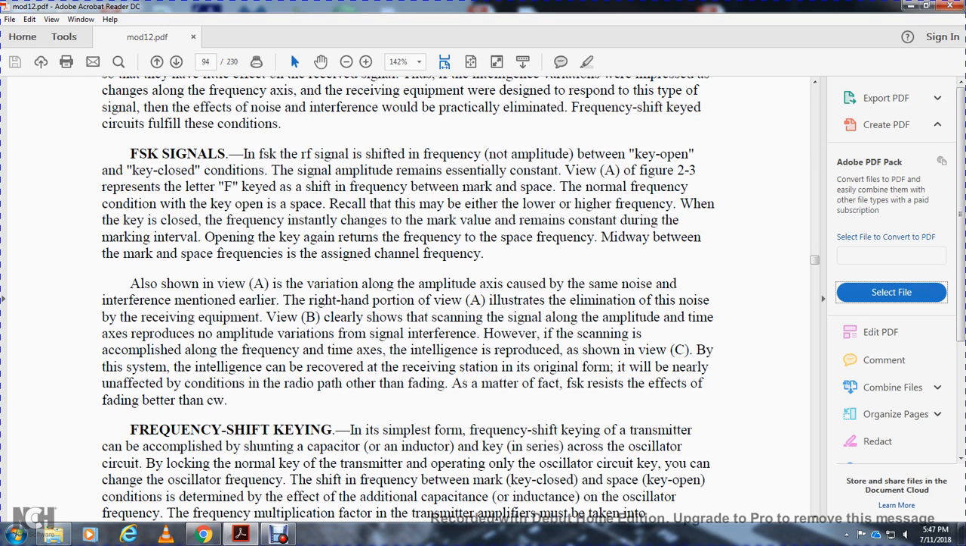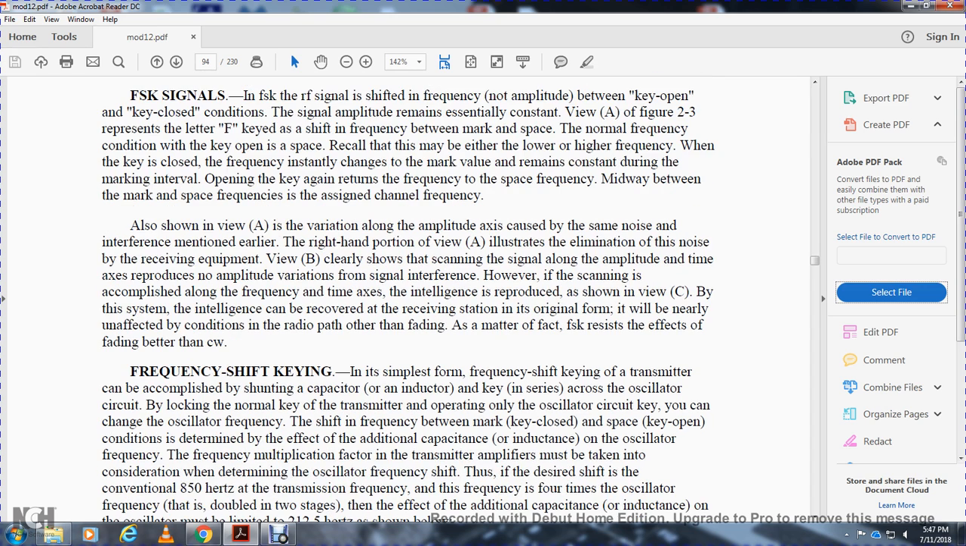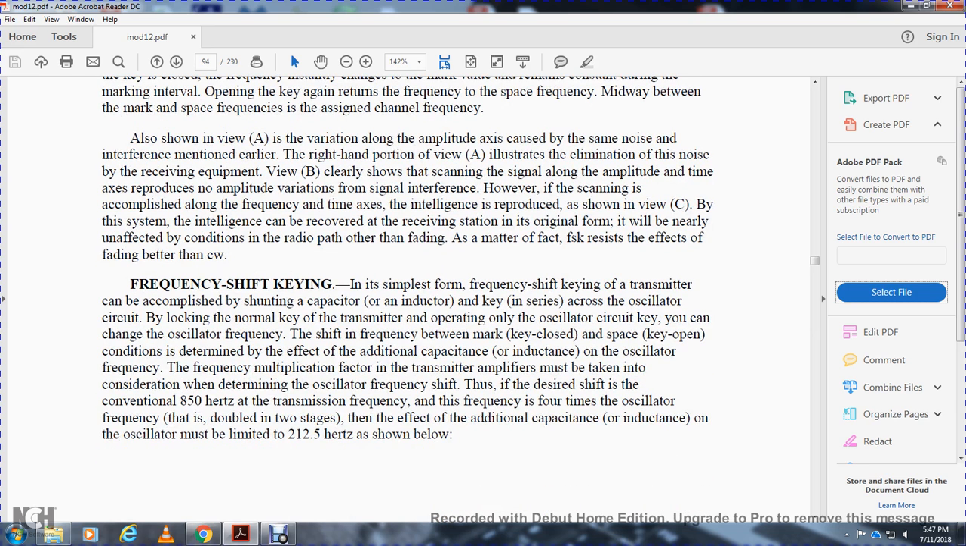At the receiving station, the original form will be nearly unaffected by the condition of the radio path other than fading. As a matter of fact, frequency shifting resists the effect of fading better than continuous wave.